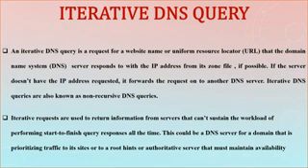Iterative requests are used to return information from servers that can't sustain the workload of performing start to finish query responses all the time. This could be a DNS server of a domain that is prioritizing traffic to its sites or to a root hits. Next.